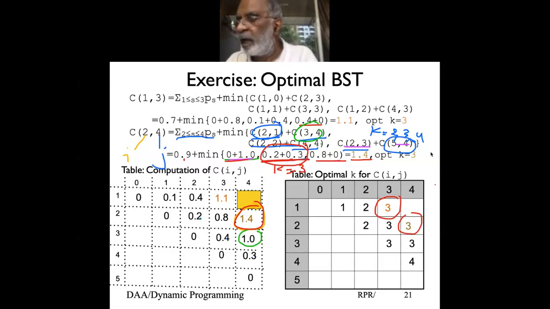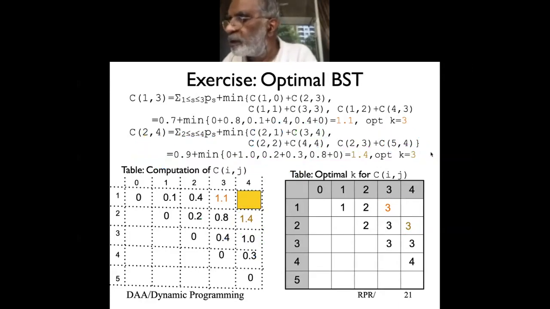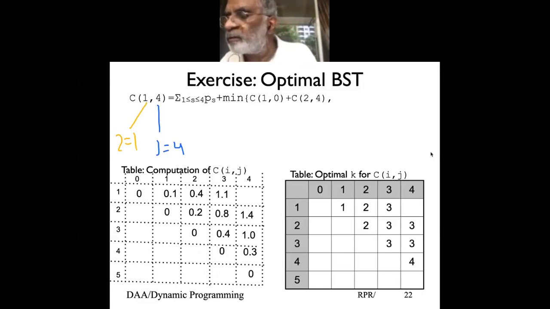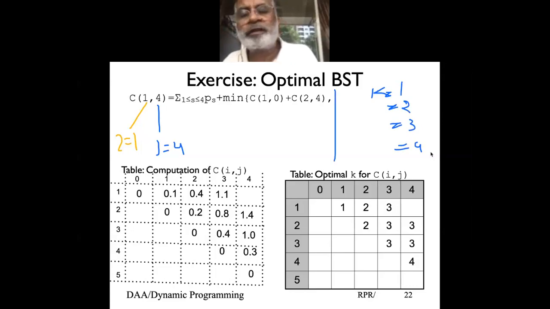Having done this, now the question of finding C1,4. Same way we can find C1,4. Here my i is 1 and my j is 4. So I'll have 4 terms, min of C(i,k-1) plus C(k+1,j). So k is equal to 1, k is equal to 2, k is equal to 3, k is equal to 4. I'll get 4 such terms.